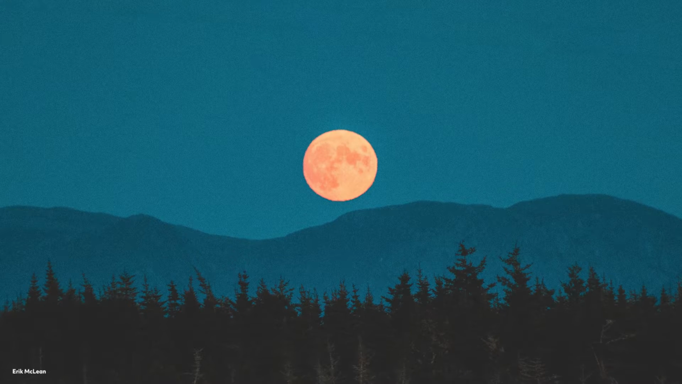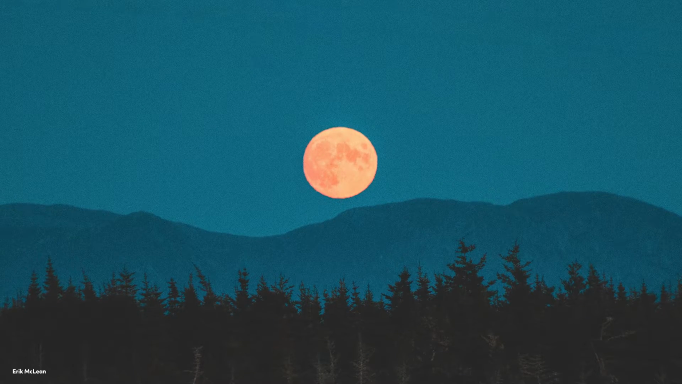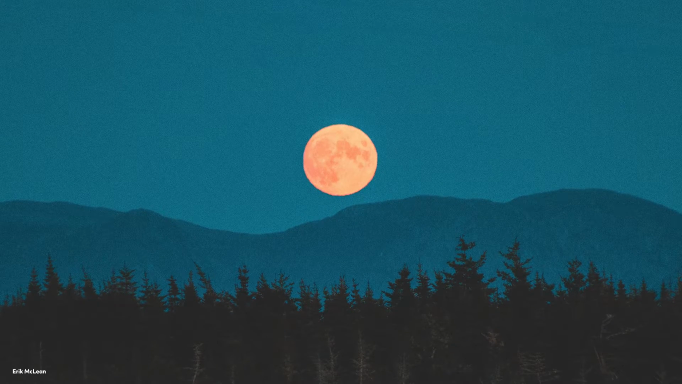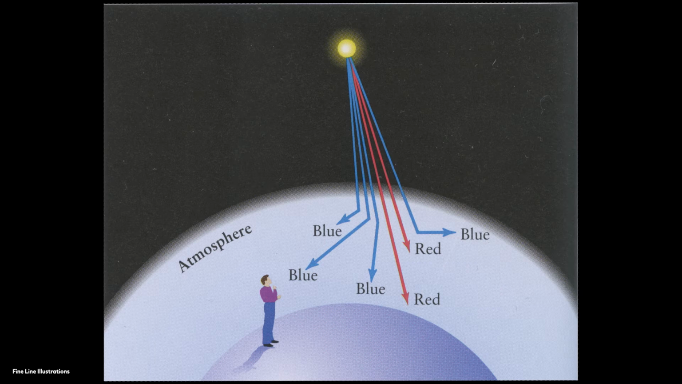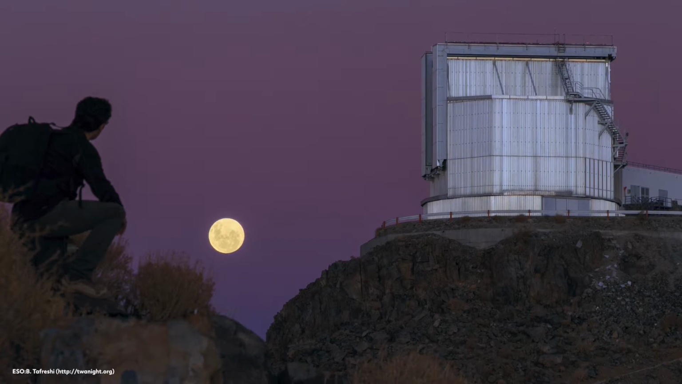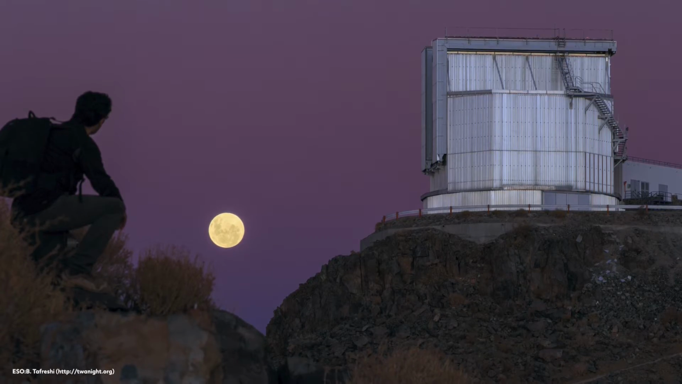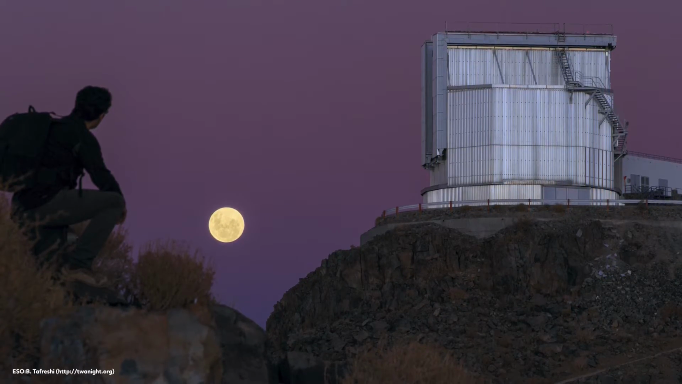Since a large portion of their light is scattered away from a straight line path to your eyes when they're near the horizon, they appear redder. At higher altitudes, the moon's light passes through a comparatively thin layer of the atmosphere, scattering just enough blue light to give the moon its characteristic yellowish color, distinct from the stark gray surface depicted in the Apollo photos.